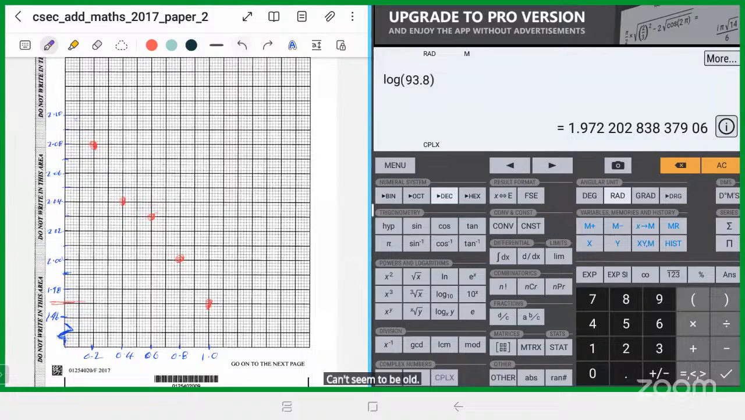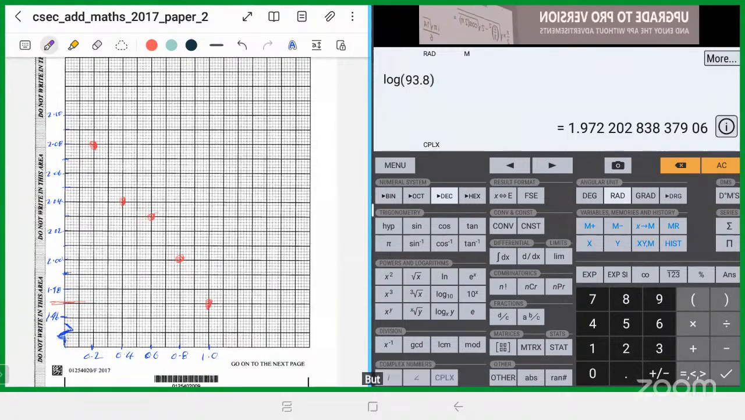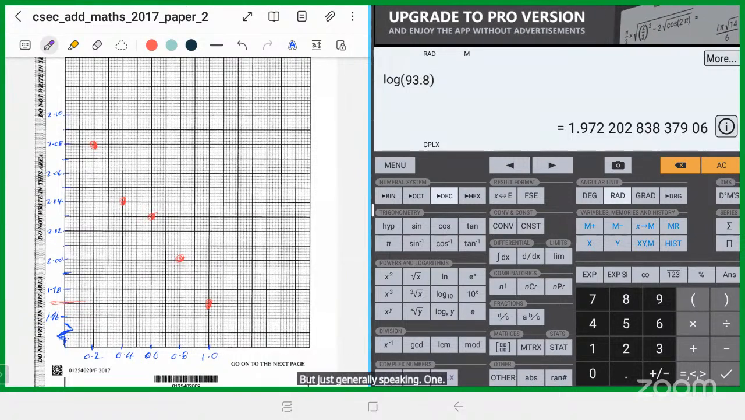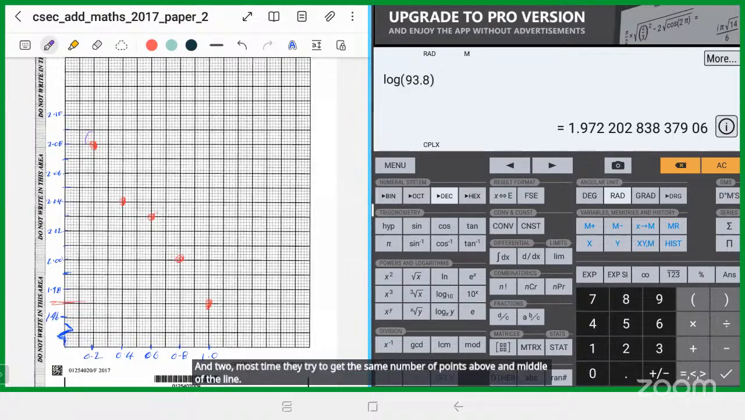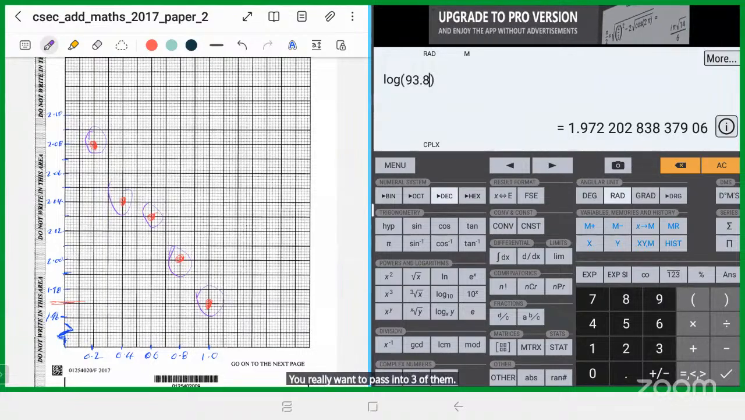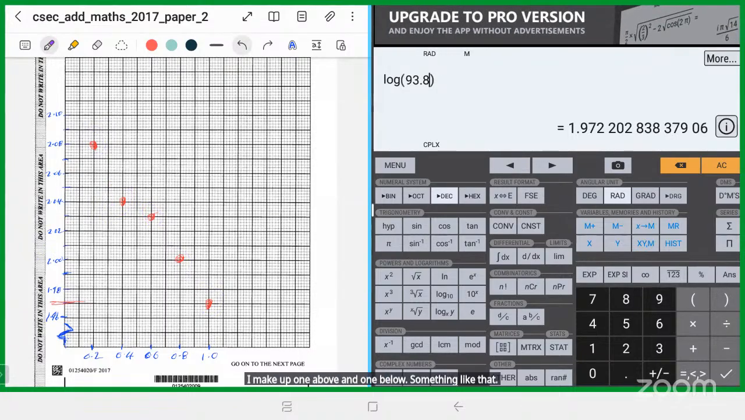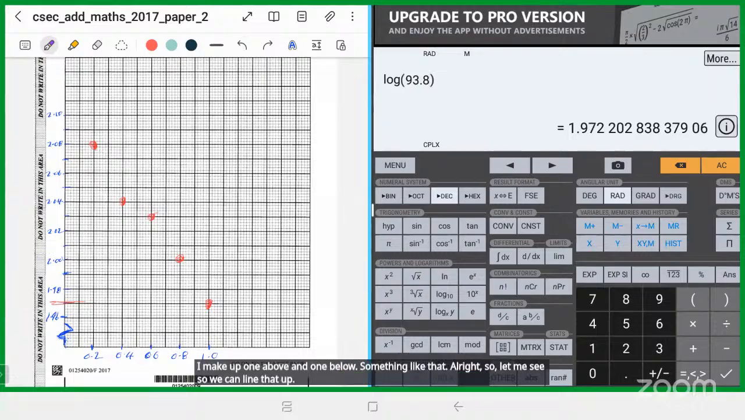But everybody's line is going to be different, right? And they will work with whichever line you draw. But just generally speaking, one, you want to have as many of the points pass through the line that you draw, and two, most times you're trying to get the same number of points above and below the line. So since there were 1, 2, 3, 4, 5 points here, you really want to be passing through 3 of them, and then have 1 above and 1 below. Something like that. Alright, so let me see how we can line that up.